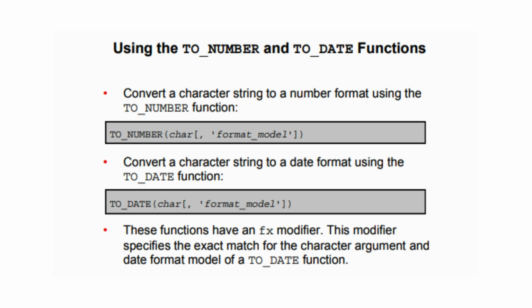Punctuation and quoted text in the character argument must exactly match, except for case, the corresponding parts of the format model. The character argument cannot have extra blanks. Without fx, the Oracle server ignores extra blanks. Numeric data in the character argument must have the same number of digits as the corresponding element in the format model. Without fx, the numbers in the character argument can omit leading zeros.